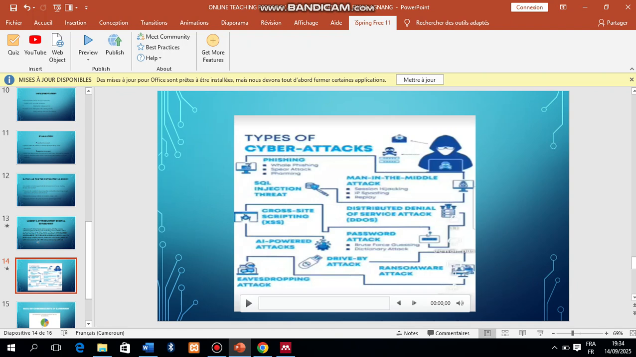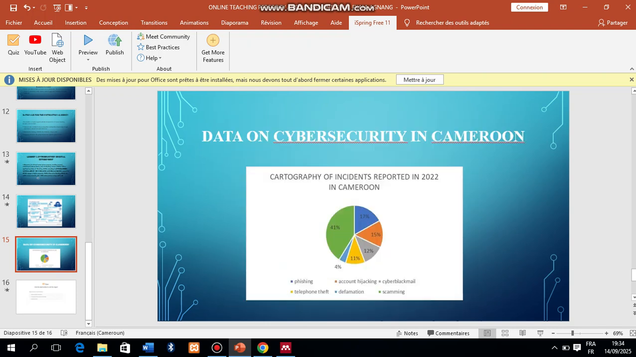And now here we have the types of cyber attacks. It's clear to mention that as the instructional model, the theory we are using here is constructivism. Those slides are just here to give an idea of what we are going to discuss with the students. Why? Because when we are showing a slide like this on types of cyber attack, the learner reads the cyber attacks, and now we discuss to know what it is all about. We try to give a definition for each cyber attack for the learner to know what it is all about. Here, for example, we have the cartography of the incidents reported in 2022 in Cameroon: phishing, scamming, defamation, and so on. This is to show the learner how critical this situation is. And from this part, we are going to sort out the strategies for us to be safe online.